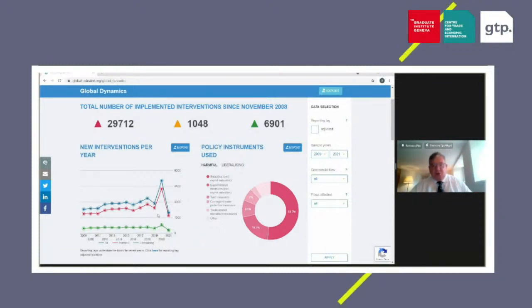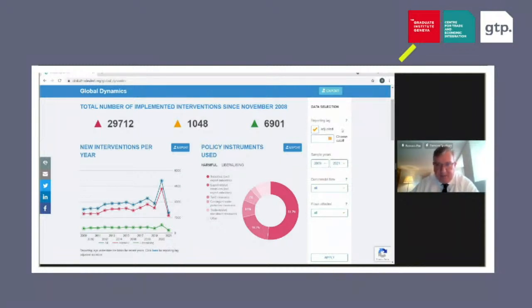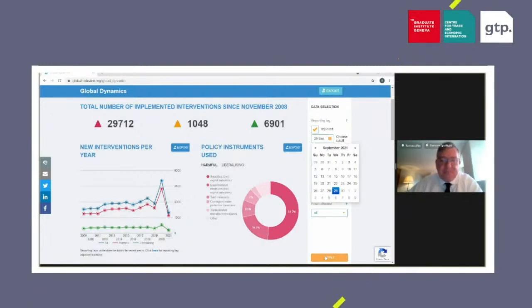And so in order to correct for the reporting lag, the length of time for reporting, it's possible to use a function that we have over on the right-hand side here called reporting lag. And then if you click on adjusted here, as I have just done, and you choose the date that you want to have the reporting lag for, so I'll choose today, what this will do when I hit apply is will tell us what were the totals each year which had been reported by the 29th of September of that year.